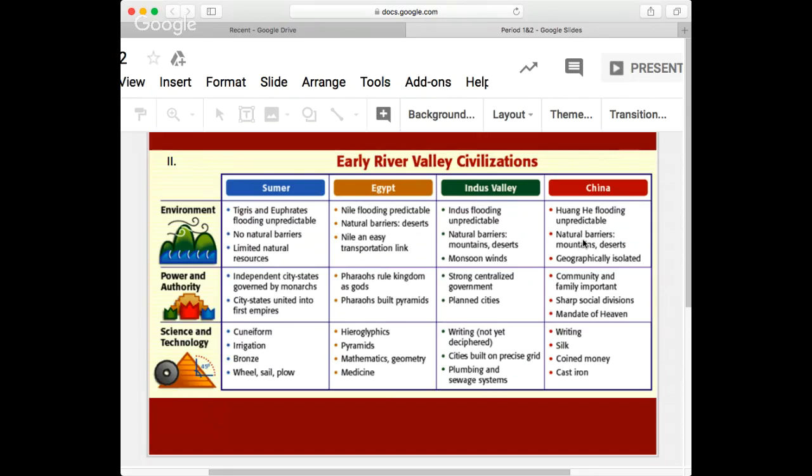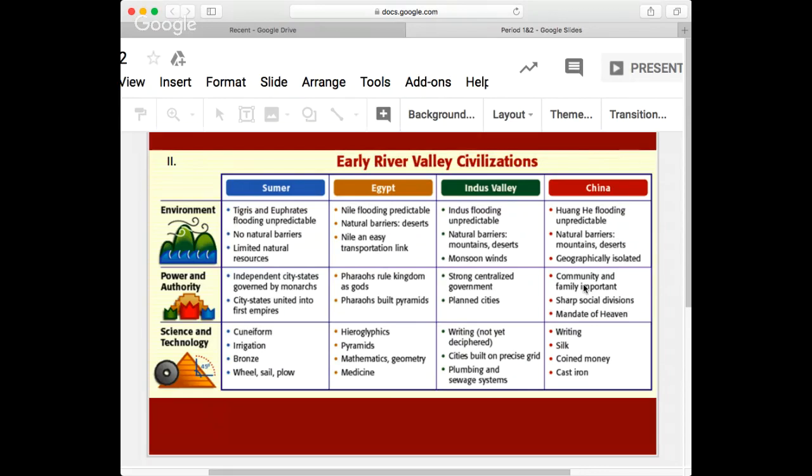China also has natural barriers like mountains and deserts, and they're really isolated. They weren't trading as much because China was pretty far away. And this is when you see the beginnings of Confucianism in China. So you see this big emphasis on community and family and a really strict hierarchy.